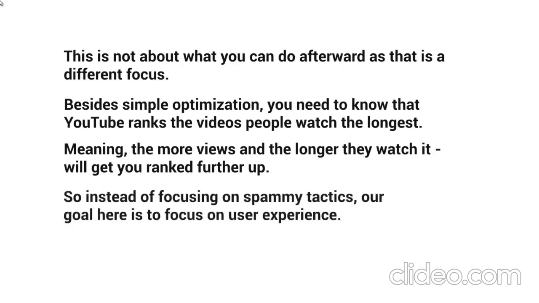So instead of focusing on spammy tactics, tons of backlinks, and all of that, our goal here is to really focus on the user experience.